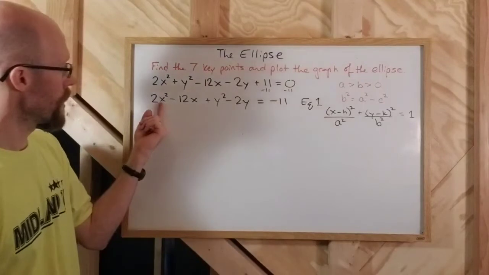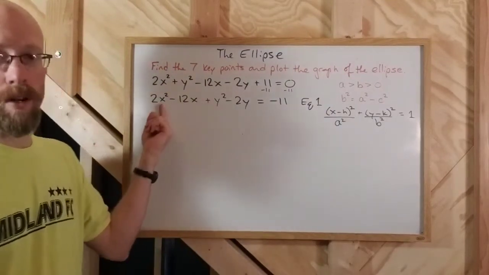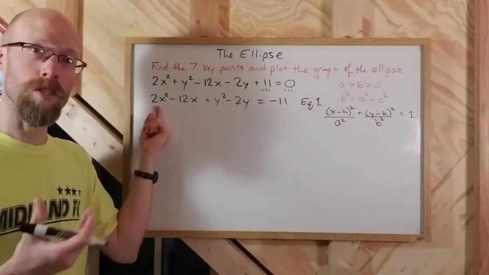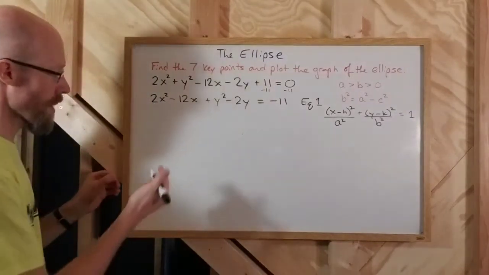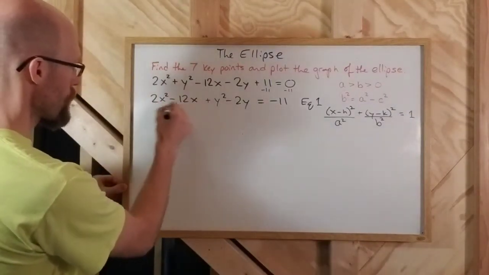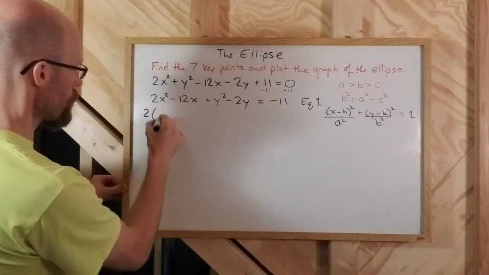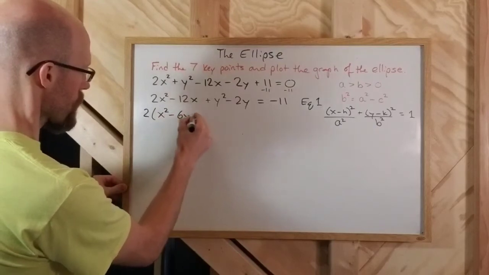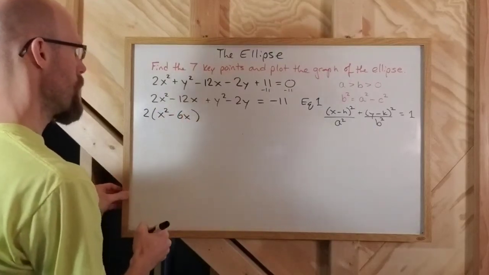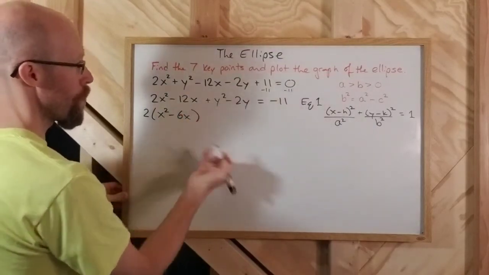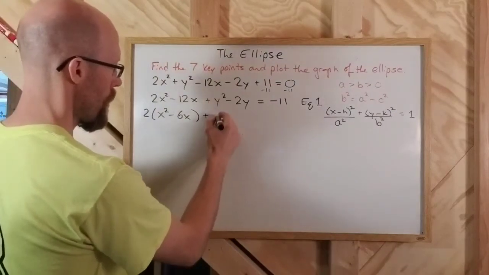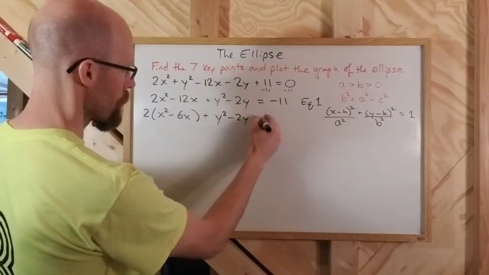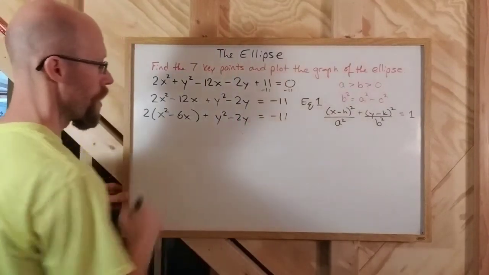Okay, so here on the x squared I have a leading coefficient of 2. I'd like to remove that coefficient or factor it out. And so from these two terms I'm going to pull out a 2. That would leave an x squared minus 6x. And from the y's there's really nothing there. I'm not going to worry about pulling anything else out because the leading coefficient is already 1.